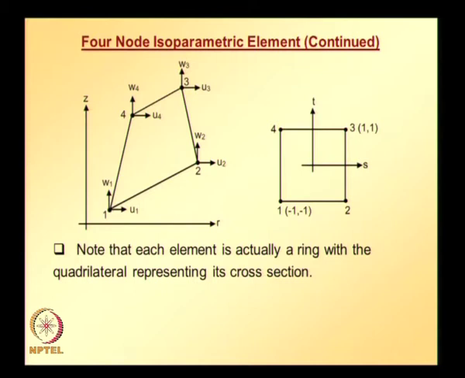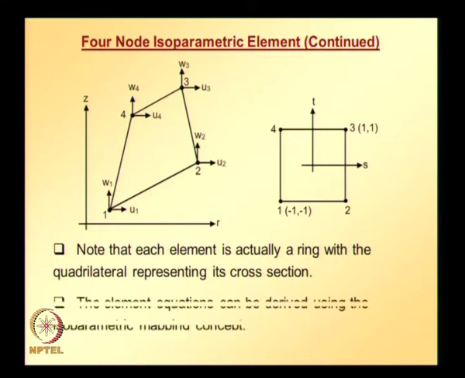Note that each element is actually a ring with quadrilateral representing its cross section. Element equations can be derived using isoparametric mapping concept. So, the trial solutions can be expressed in terms of shape functions of the parent element and displacement components at each of the 4 nodes in r and z directions.